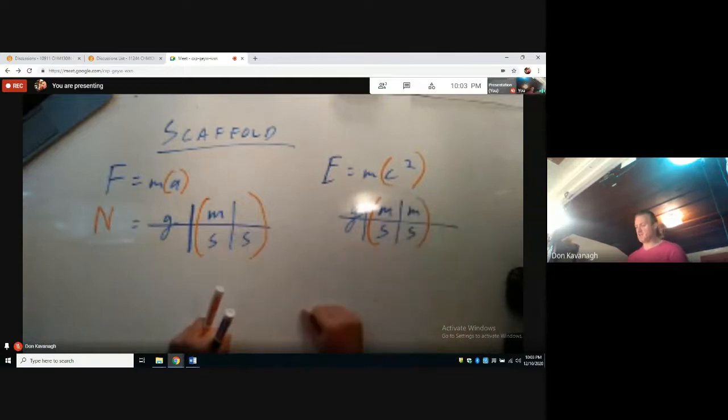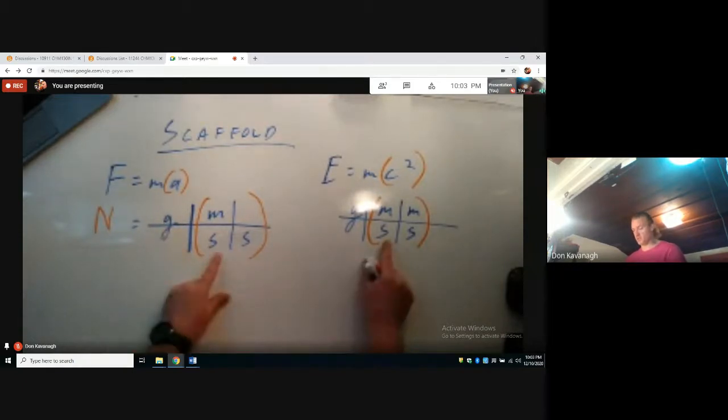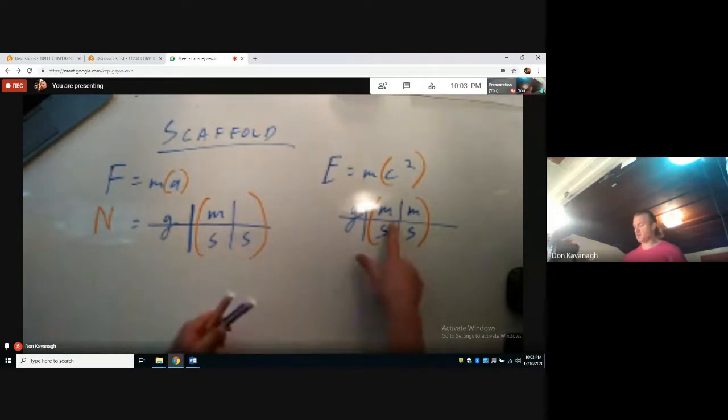We can see that these are not the same units. They're pretty similar in the denominator, but they are different in the numerator. This can be abbreviated down to grams meters squared divided by second squared. This is grams times meters squared divided by second squared.